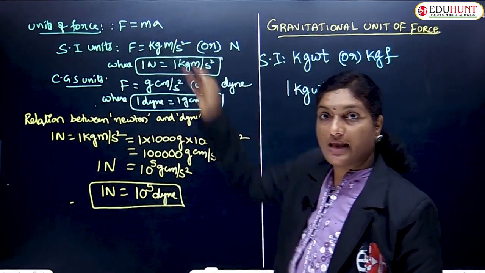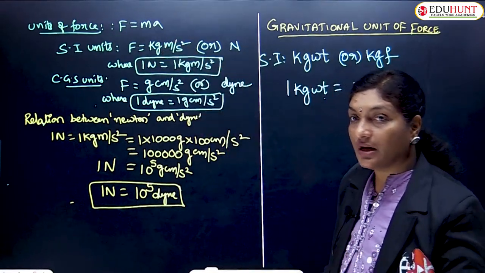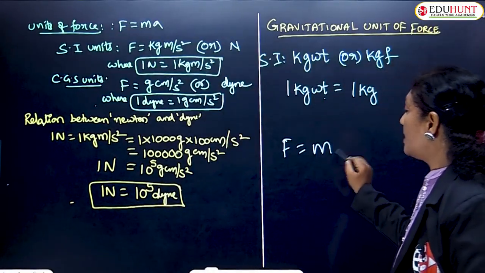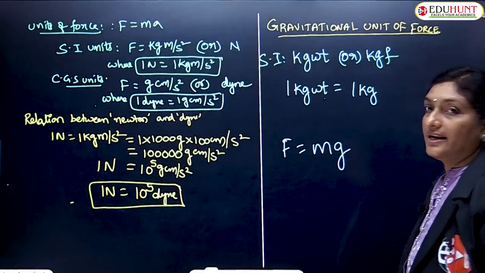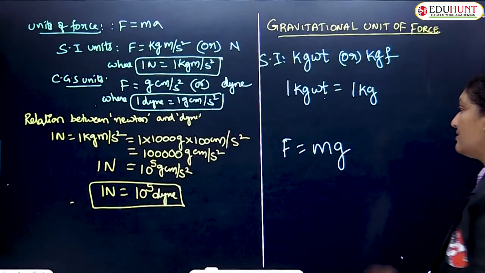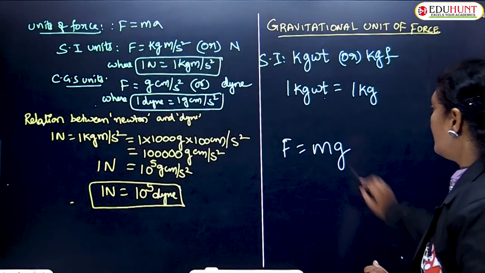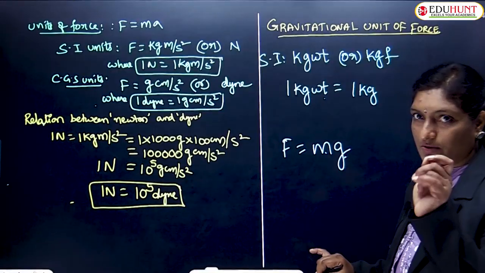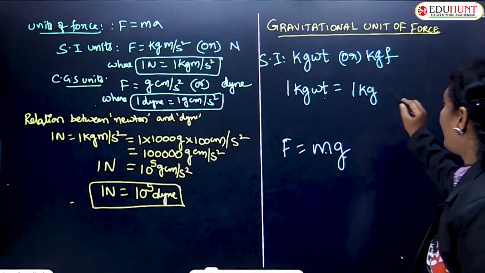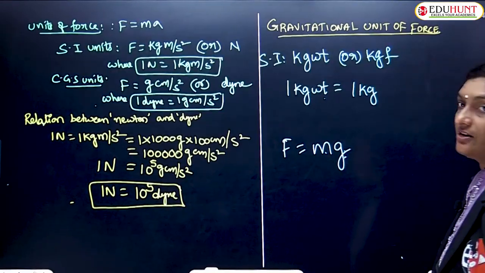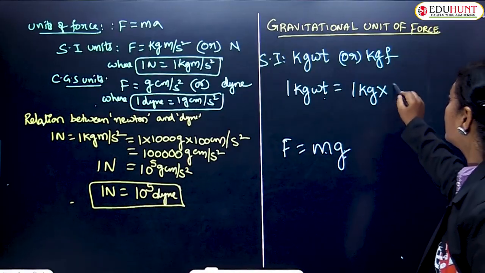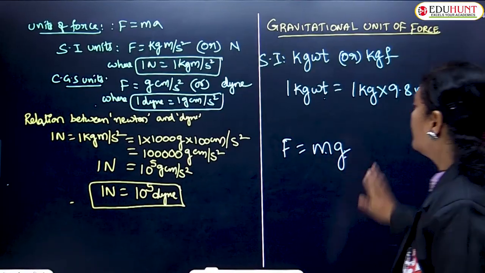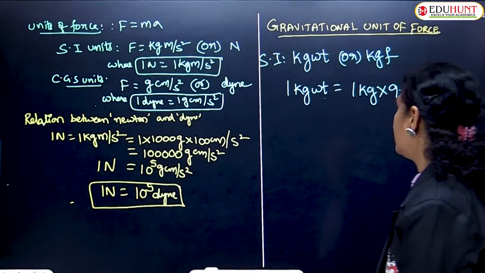Here F is equal to ma, but on the surface of the earth the value of a is taken as acceleration due to gravity, that is F is equal to mg. So the mass is 1 kg, but weight means the force due to gravity. The value of acceleration due to gravity on the surface of the earth is 9.8 meter per second square.